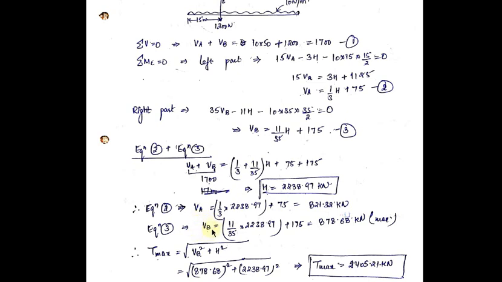So if I put VB, that is the maximum value of V, I will get the maximum value of tension. So therefore in this equation I will put VB square because VB is maximum, and after putting the maximum value I will get the maximum value of the tension. So after putting the values I will get T maximum equal to 2405.21 kilonewtons.